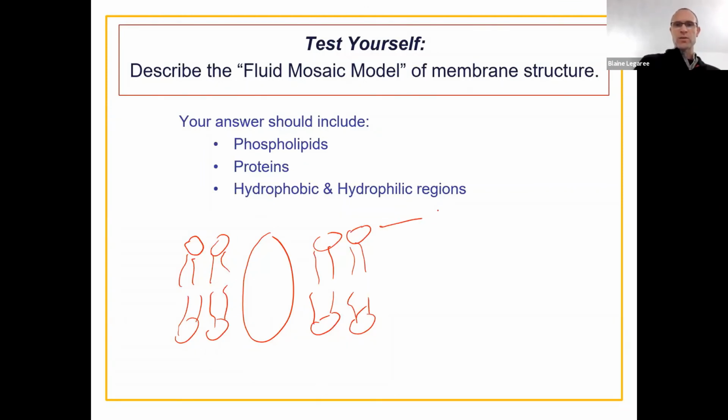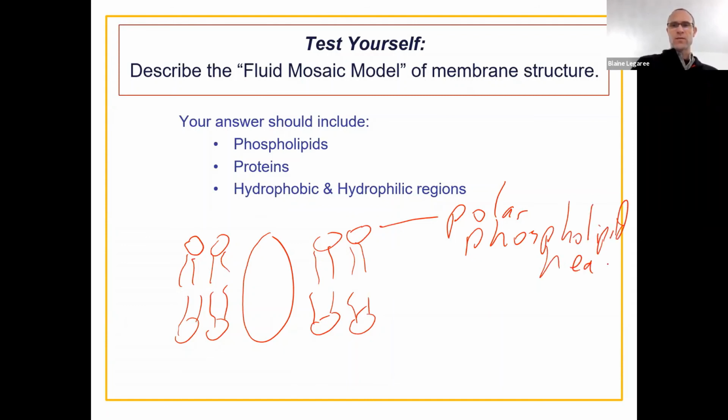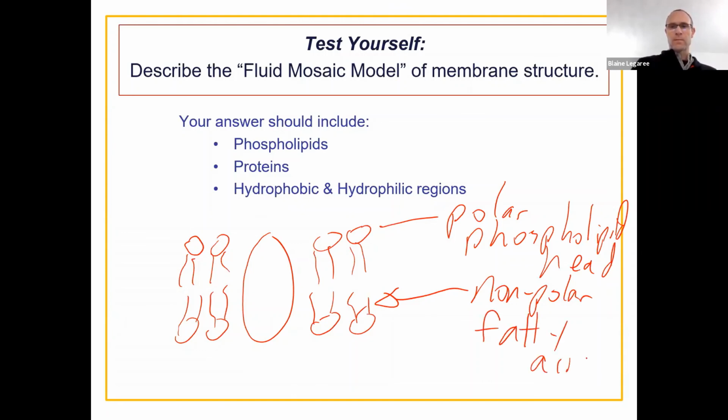So label this, right? You can label this, and you can say this is the polar phospholipid head. We've got non-polar fatty acids. I'm going to label this as an integral membrane protein. Maybe I'll label this as a hydrophobic zone. And then there's going to be some sort of description on the side, right? So I'm going to have my diagram, I'm going to label it, and then I'm going to talk about what's going on with the hydrophobic zone and the polar zone, and maybe mention what's going on with amino acids and those kinds of things.